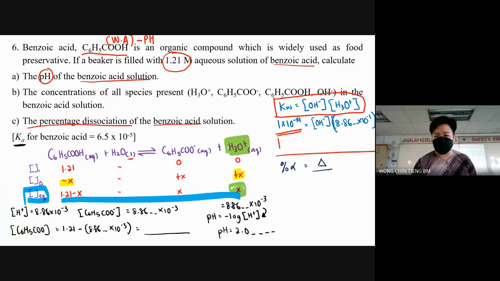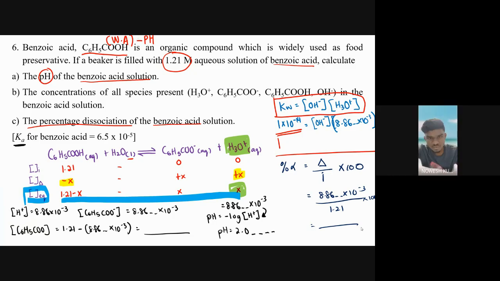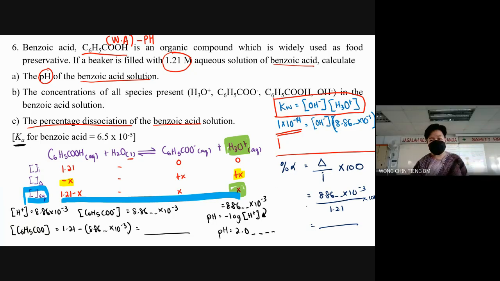Sama, the change over initial darab 100. The change over here adalah X 8.86 bla bla bla times 10 to the power negative 3. Initial kamu 1.21 darab 100. Berapa persen? 0.7329. 0.7 something. Dan like I say, percentage of dissociation untuk weak acid, weak base memang akan kurang, sangat rendah. Dia memang akan jadi 0 point lebih je selalunya. Of course, kalau soalan keluar dia jadi 2 point lebih, terima je lah jawapan tu. Okay, check balik dan terima je lah.